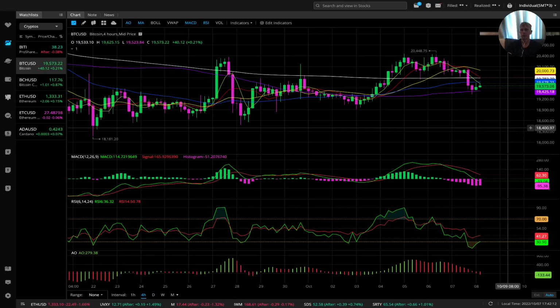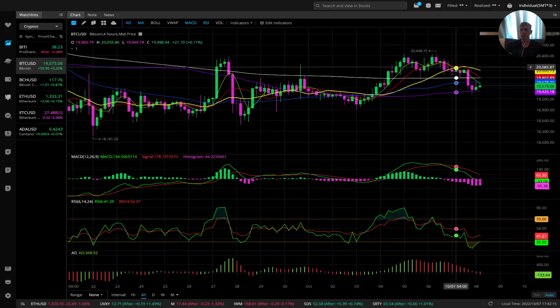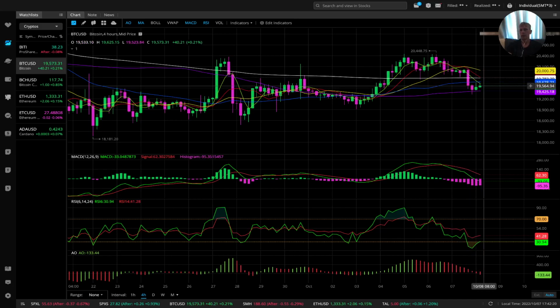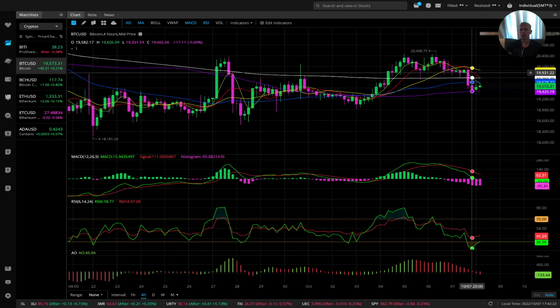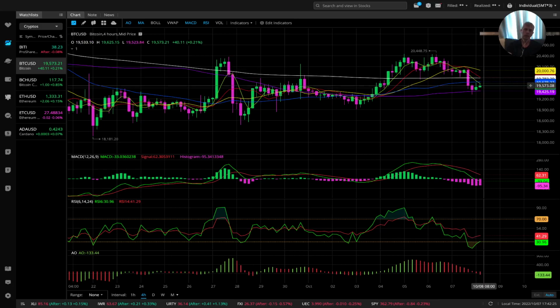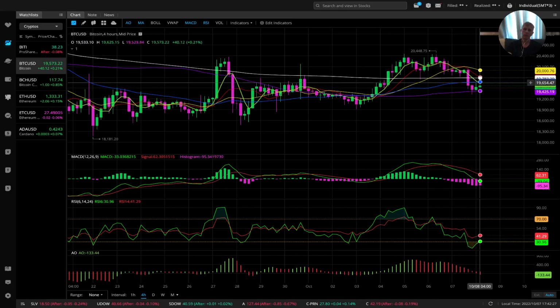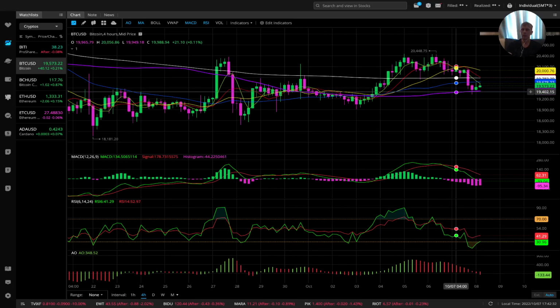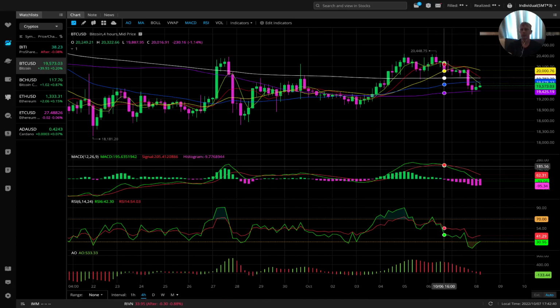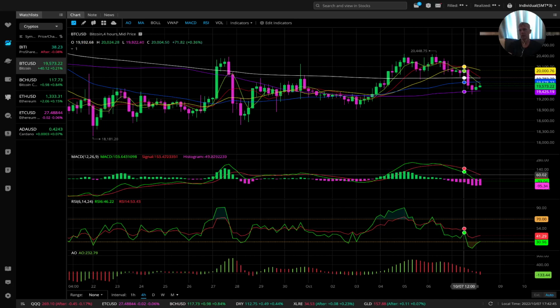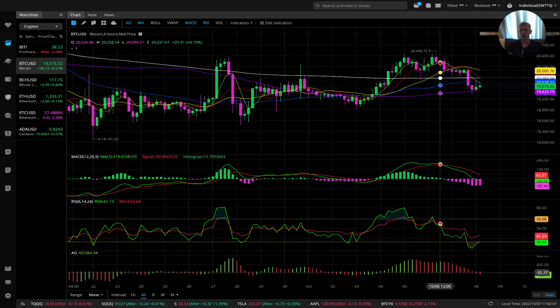4 hours has a different picture. It's in a bearish trend, and the last bar closed below MA50, MA200, below all MAs except MA100. It's bearish below MA200 and MA50. MACD crossed over the signal line, it's in a bearish trend on all indicators.